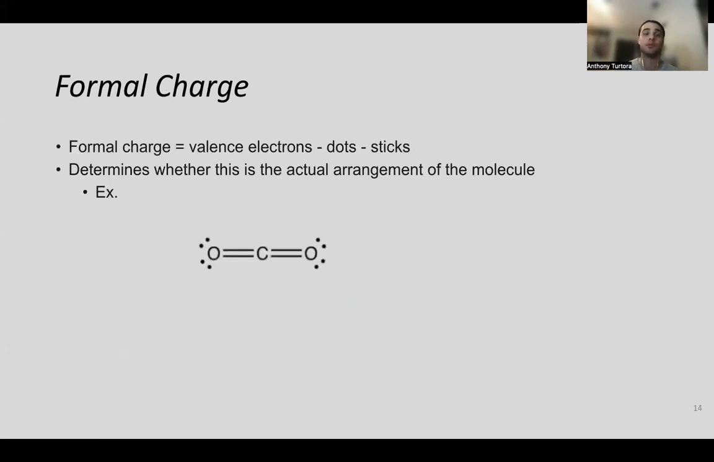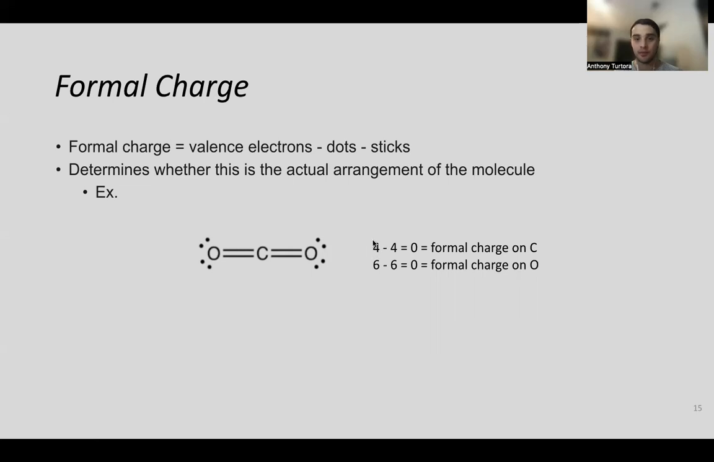So now calculating formal charge specifically, once we have these Lewis dot structures, our formal charge is going to be equal to our valence electrons, which again we get from the periodic table from its column, minus the dots, which is each valence electron, and the sticks, where 1 stick represents 2 electrons. So we have an example here. We have CO2. If we have this molecule drawn out here, and we're trying to determine the formal charge for each atom, we first can look at our formal charge on C.